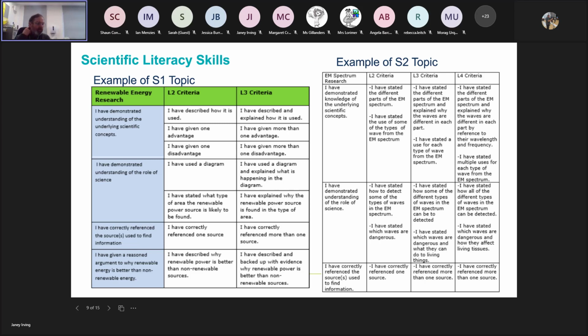Here are some examples of our scientific literacy skills. Students have level 2 and level 3 criteria when they're in S1, and in S2 we move on and introduce the level 4 criteria, because some of our students, as they're getting into S2, are getting to that level 4 just there. So you can see there is a step up in complexity between each level.